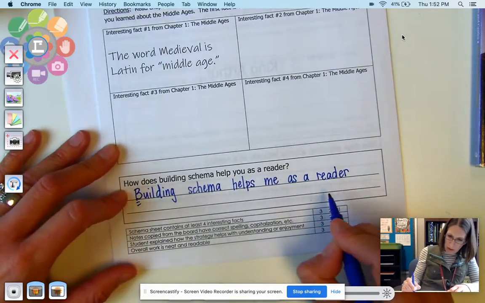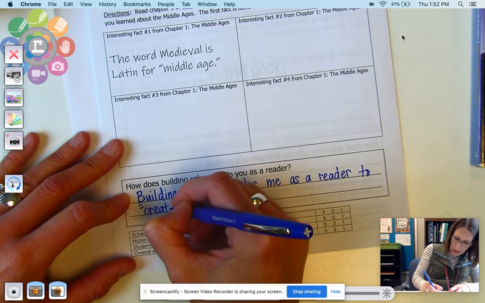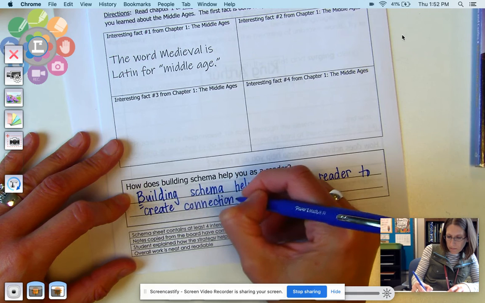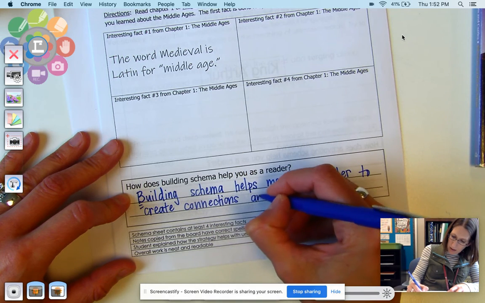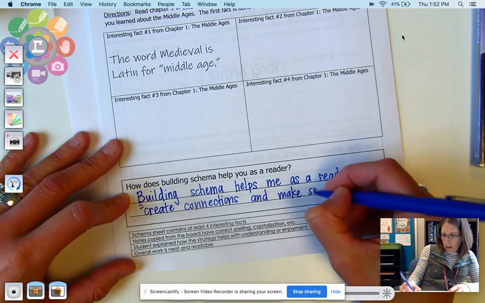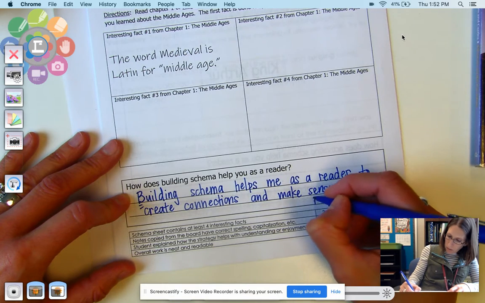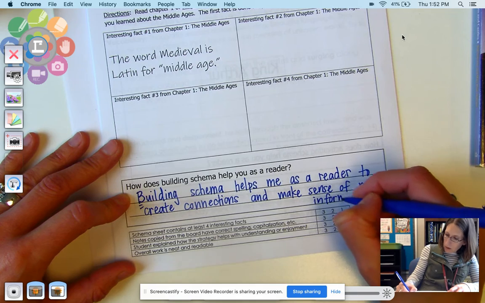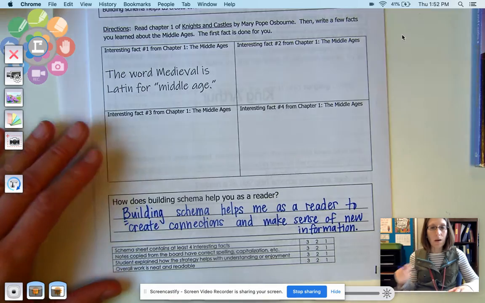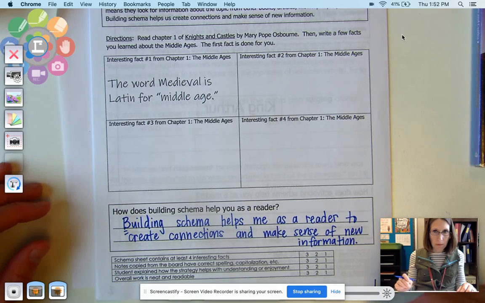Building schema helps me as a reader to create connections and make sense of new information. So it helps us understand and make sense of new information, because then we have a little bit more understanding about what's happening by building our schema.